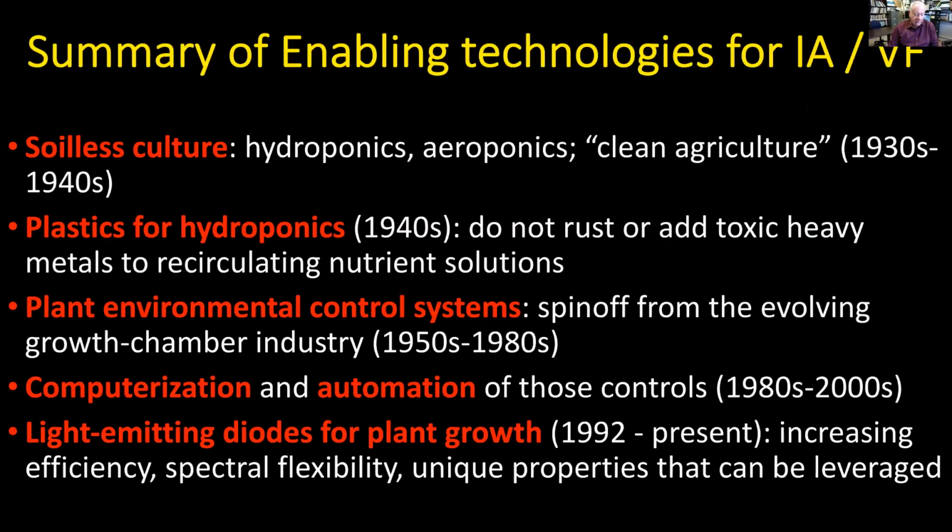The technologies that have come together to enable CEA in general and indoor agriculture in particular include soilless culture, which started in the 1930s, the advent of plastics, which made hydroponics feasible in the 40s, environmental control systems evolving out of the growth chamber phytotron research era that started in the 1950s, computerization and automation of those controls starting in the 80s, continuing, and most recently the LED era starting in the early 90s, which has kickstarted the industry to where it is now.